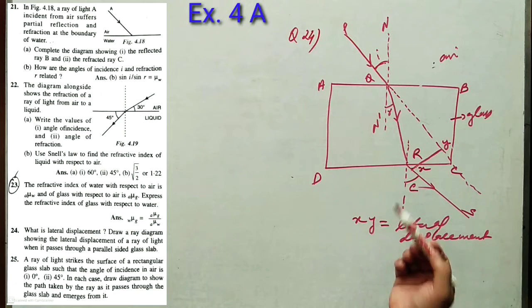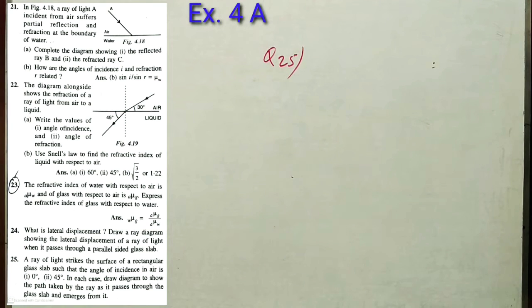So this is the refraction through a glass slab, being one of the important ray diagrams in this session. Okay. Now let us see what question number 25 demands. A ray of light strikes the surface of a rectangular glass slab such that the angle of incidence in air is first 0 degree, second 45 degree. In each case, you have to draw the ray diagram to show the path taken by the ray as it passes through the glass slab and emerges from it.